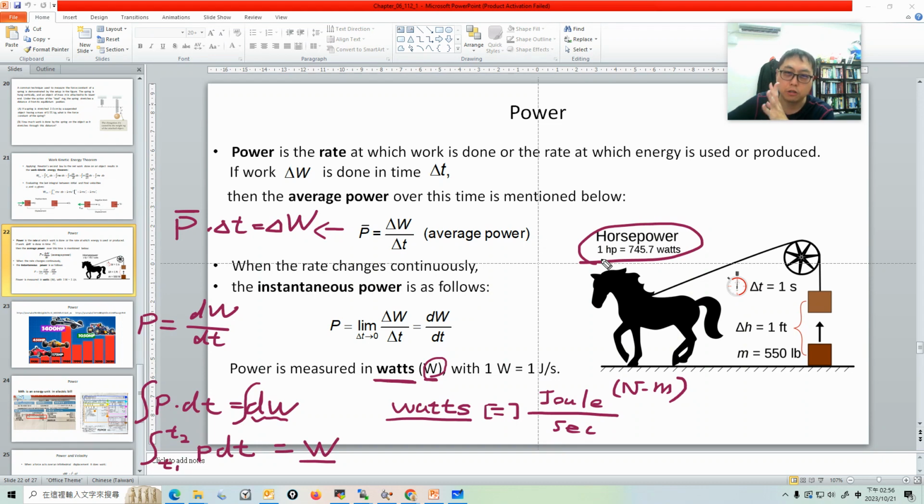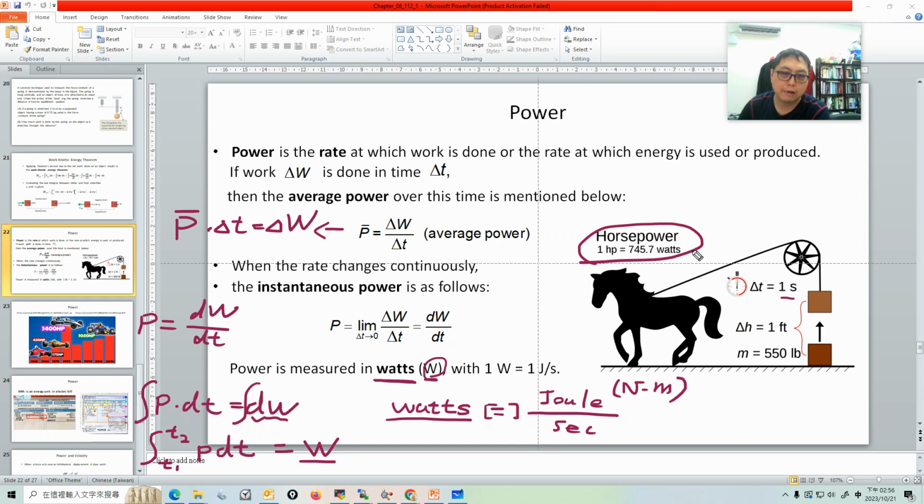The definition of horsepower is very interesting. It's really about a horse. When a horse lifts an object that is 550 pounds, lifting this object 1 foot high in 1 second, that's called 1 horsepower. You can check in science history. That's really the definition of horsepower.